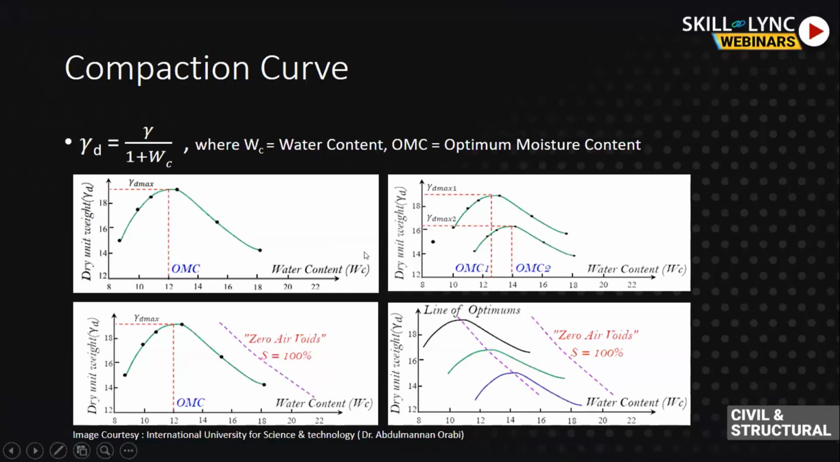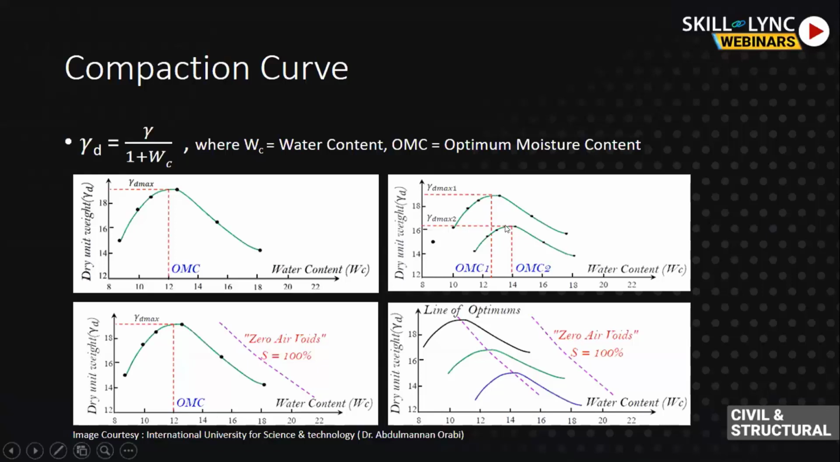Similarly, if we move ahead to the next figure, in the compaction curve, the water content corresponding to the maximum dry unit weight is called the optimum moisture content. Note that the maximum dry unit weight is only maximum for a specific compactive effort and method of compaction.